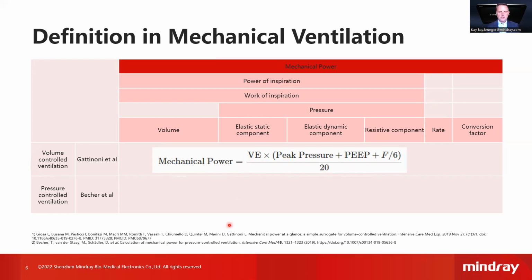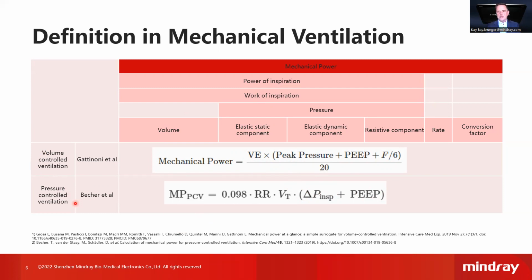In pressure-controlled ventilation, Becher et al. have published this equation, which takes into account the same conversion factor, respiratory rate and tidal volume again, and looks at the delta inspiratory pressure plus PEEP. So there are different ways to calculate mechanical power in volume and in pressure-controlled ventilation.